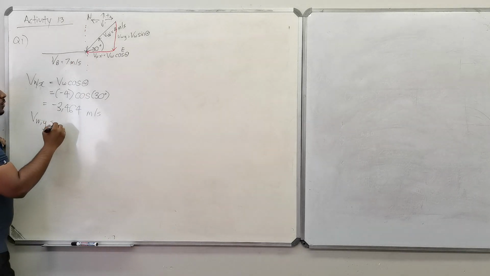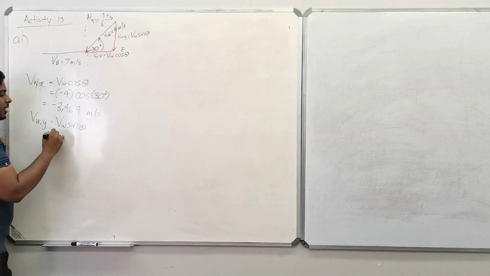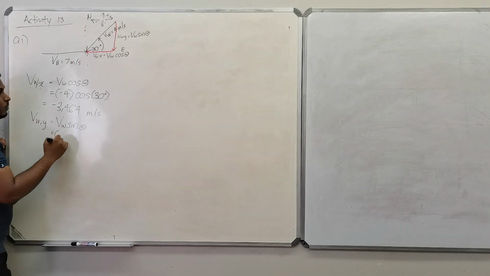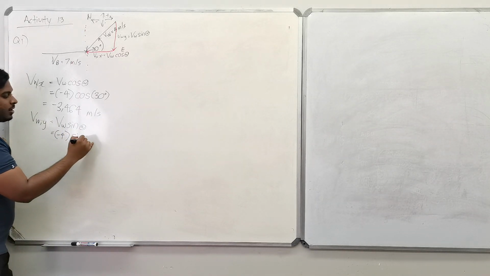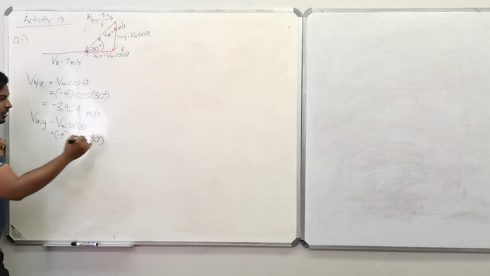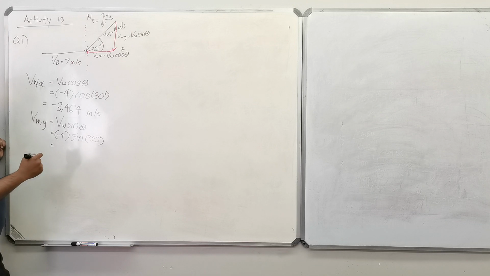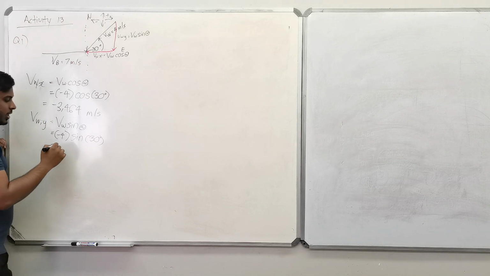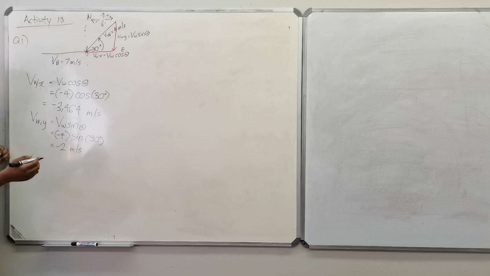Okay, so this here would be equal to the velocity of the wind sine of your angle. So this value here is what? Minus 4. Why? Because it's moving down. Sine 30. Guys, you're sure you understand what's going on? What do you get? You get minus 2 meters per second. Sin 30 is half, so it's minus 2.